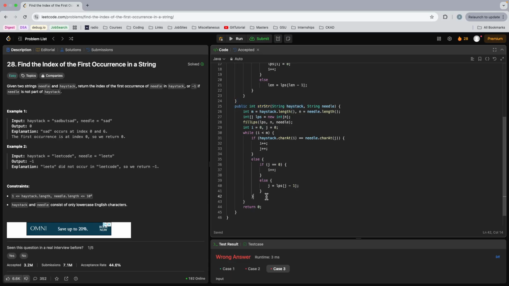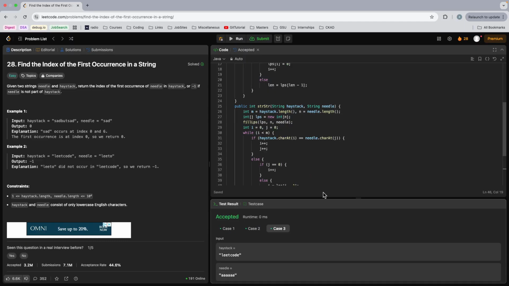Finally, if J has reached the end, meaning all the characters in the pattern were matched, we're just going to return I minus J, so that will be the start of the first match. In case nothing gets returned from the while loop, you'll have minus 1 returned here. This seems to be working.